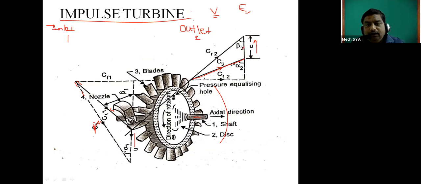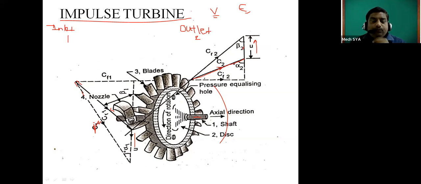Now C2 is going to be less, because why? C1 is more and C2 is less because the steam has lost momentum, so the component is decreasing. And with this C2 and this u, there is again a relative velocity at outlet, that is called CR2. That is the relative velocity at outlet. So this is the outlet condition.